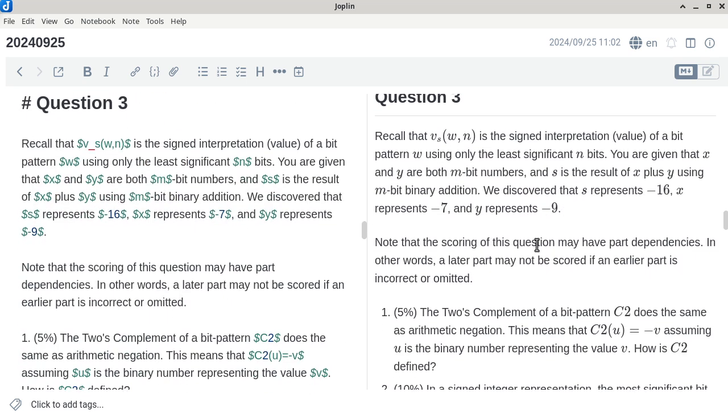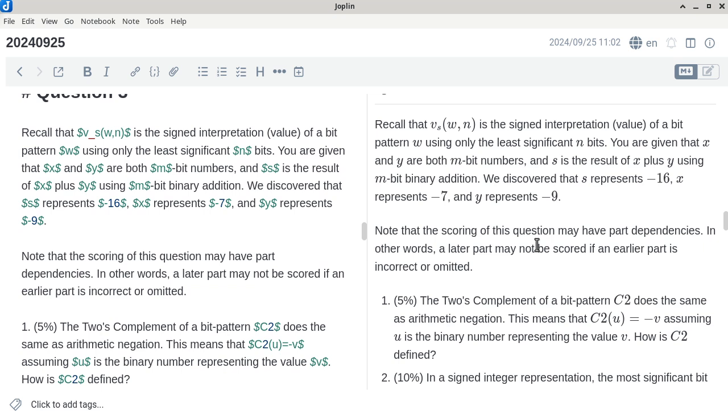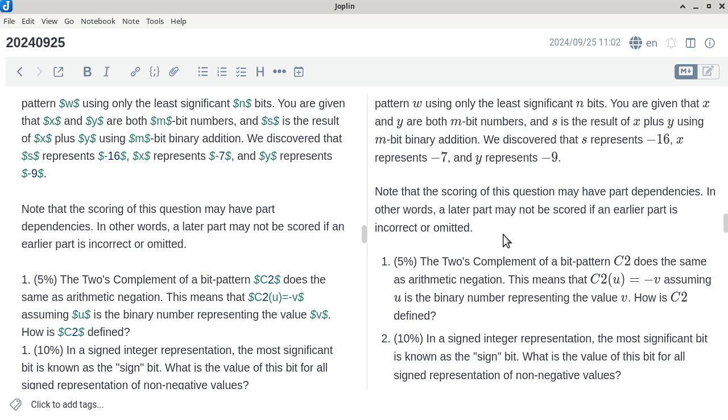All right, question number three. Question number three has to do with signed versus unsigned interpretation, the range of values, and so on and so forth. I'll just read the whole question here. So VSWN is the signed interpretation of a bit pattern W only using the least significant n bits. You are given that X and Y are both M-bit numbers. So M is not the same as N over here. And S is the result of X plus Y. Okay, so S is just the sum of X and Y using M-bit binary addition. We discovered that S represents negative 16, X represents negative 7, and Y represents negative 9. But we don't know what M is, okay? So part of what we need to figure out is what M is. Note that the scoring of this question may have part dependency. In other words, a later part may not be scored if an earlier part is incorrect or omitted.